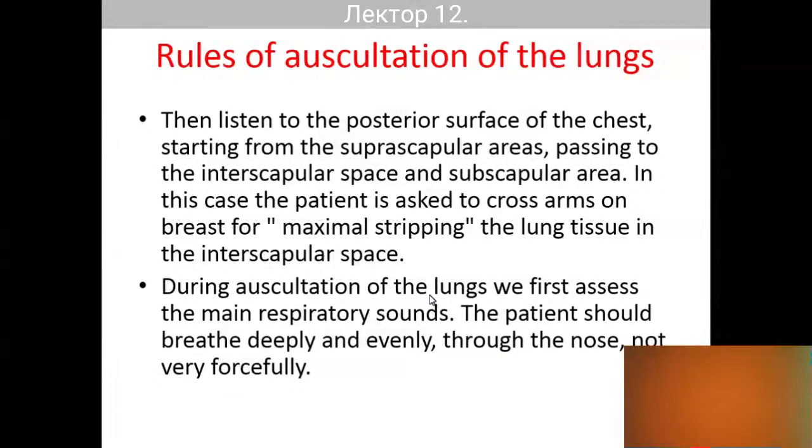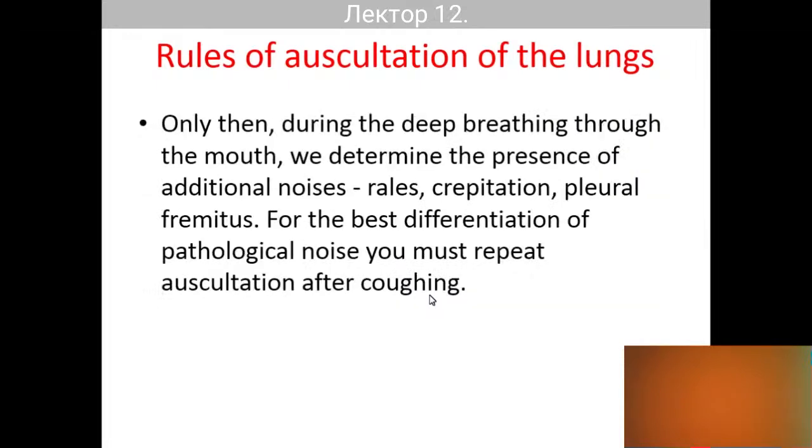During auscultation of lungs, we first assess the main respiratory sounds. The patient should breathe deeply and evenly through the nose, not very forcefully. Only then, during deep breathing through the mouth, we determine the presence of additional noises such as rales, crepitation, and pleural friction rub. For the best differentiation of pathological noise, you must repeat auscultation after coughing.